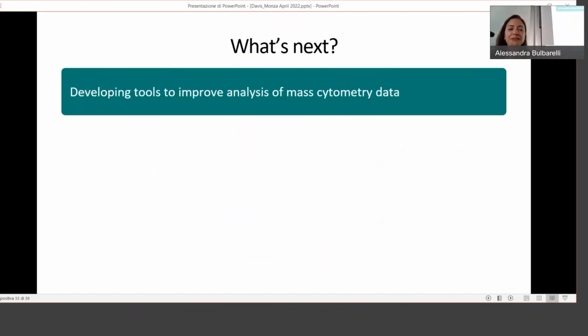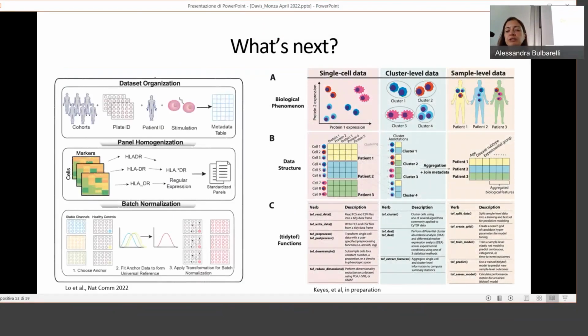What's next in a couple minutes? So we're really trying to develop new tools to improve the analysis of mass cytometry data. I mentioned this framework that is in preparation to be published on the right-hand side. On the left is a paper that just came out earlier this year, where we're working on batch correction and being able to use public mass cytometry data sets, which has previously not been possible.